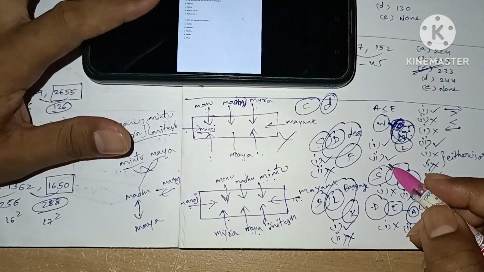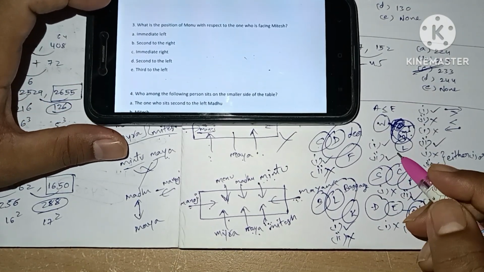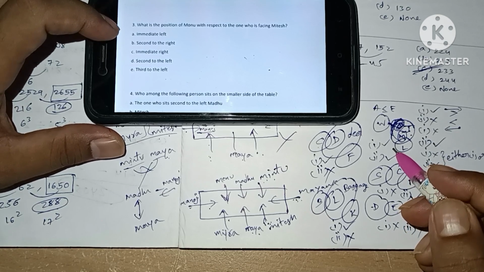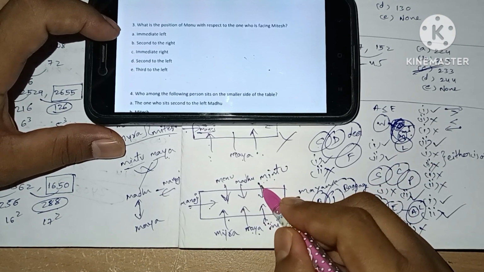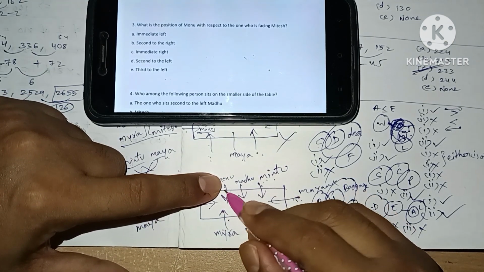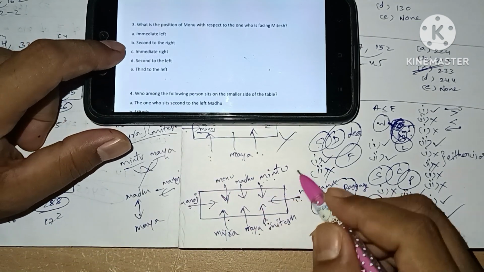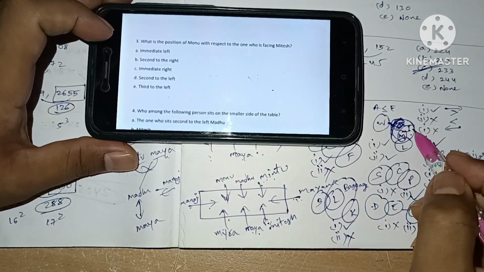Next, we are going to see question number 3. Question number 3 asks what is the position of Monu with respect to the one who is facing Mitesh. The one who is facing Mitesh, the position of Monu is second to the right. Option B is our answer.